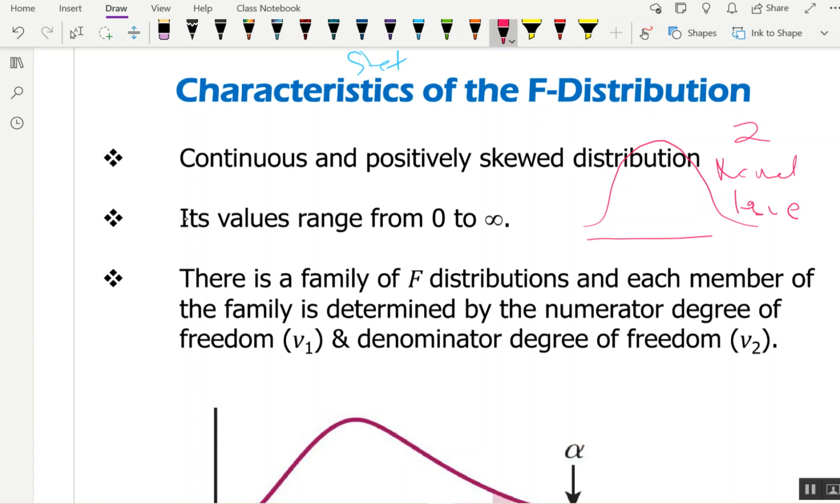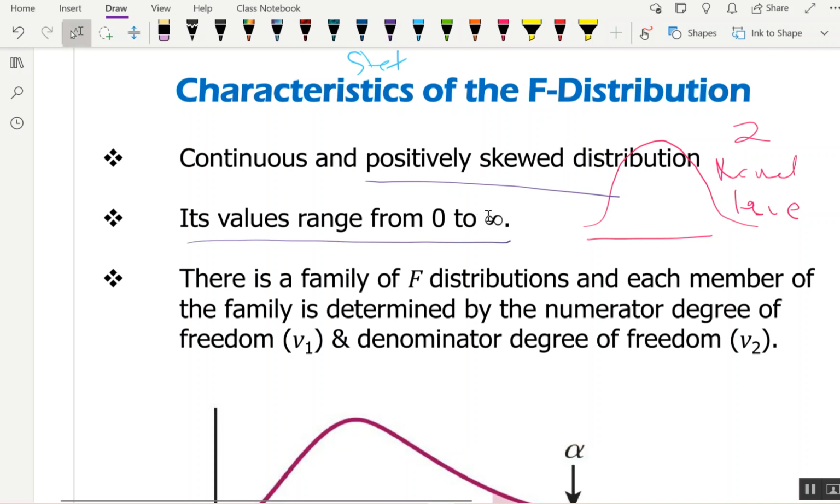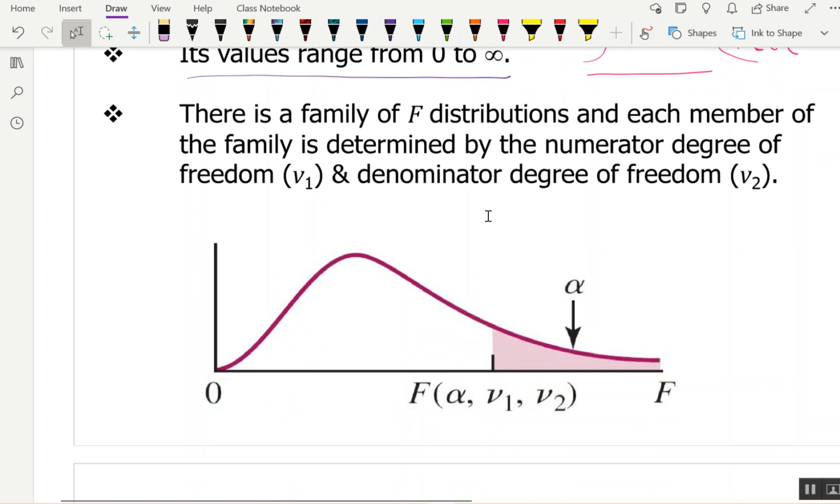Alright, so for this F distribution, it is a continuous and positively skewed distribution. When we talk about skewed, in Malay we call it terpincang, right? Its values range from 0 to infinity, of course, because it's positively skewed. As you can see here, this is the illustration of this F distribution. It is skewed to the right because it is positively skewed, going to infinity, starting from 0.